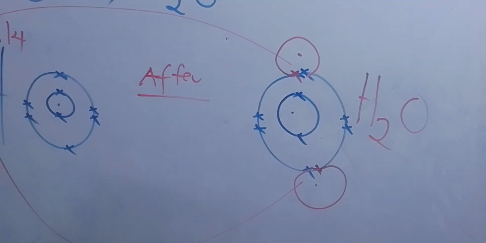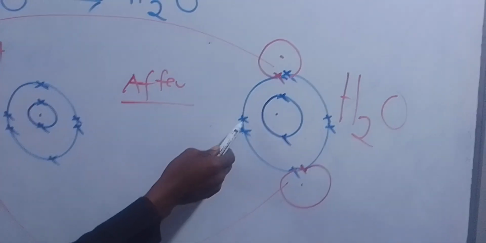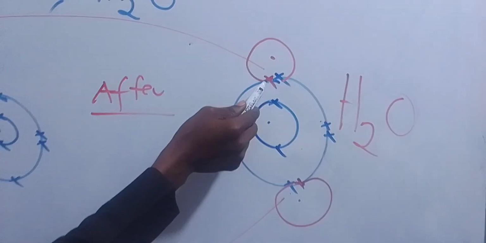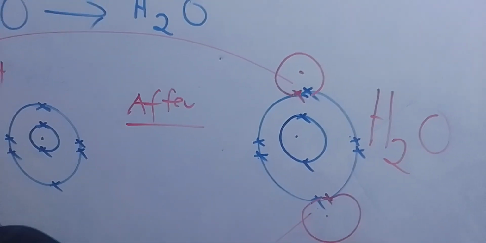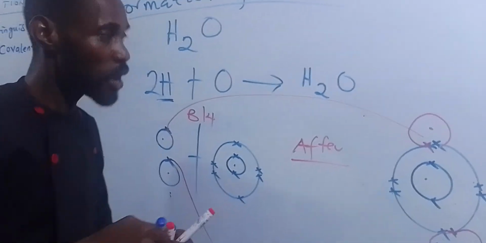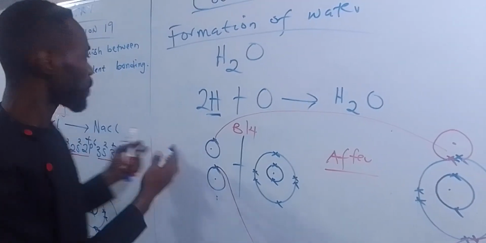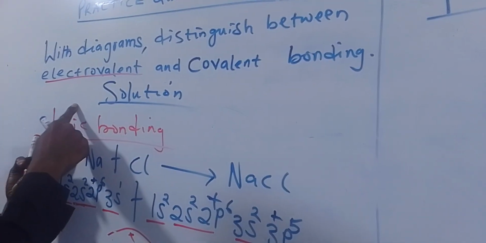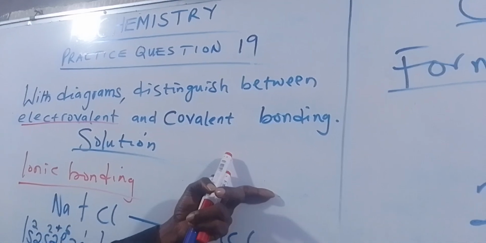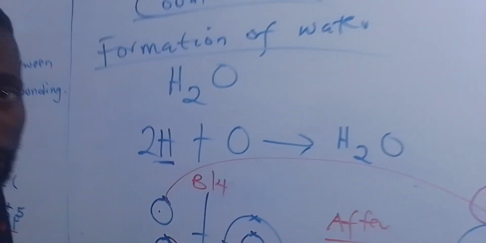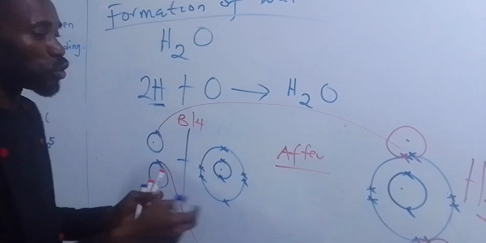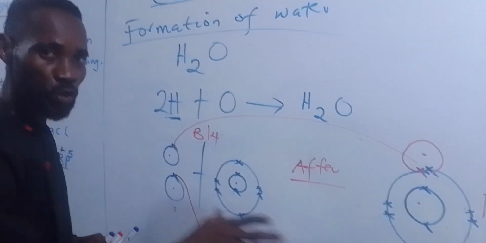If you take a look at it, the oxygen atom now has 1, 2, 3, 4, 5, 6, 7, 8, and each of the hydrogen has 1, 2. This kind of combination where they share is called a covalent combination. So, in a nutshell, in electrovalent combination, there is a transfer of electron from one atom, usually a metal, to another atom, usually a non-metal. And in covalent combination, that transfer is not there. Rather, the two reactants donate equal amounts of electrons to be shared.